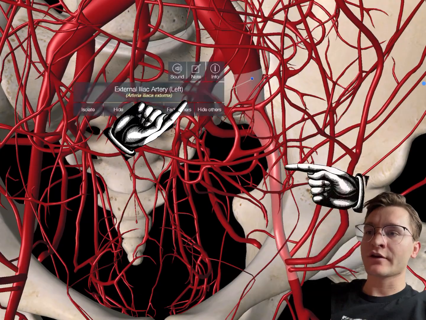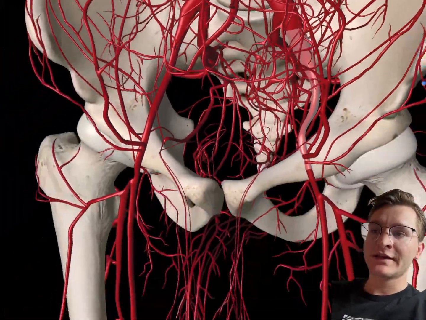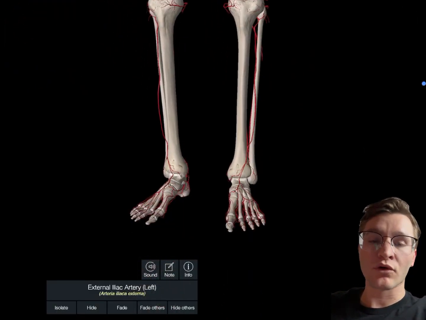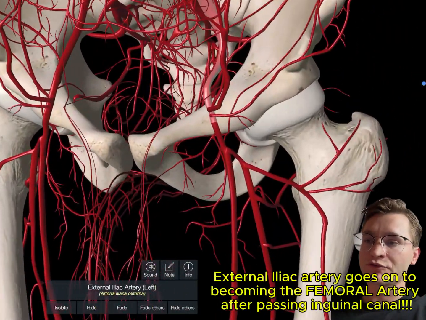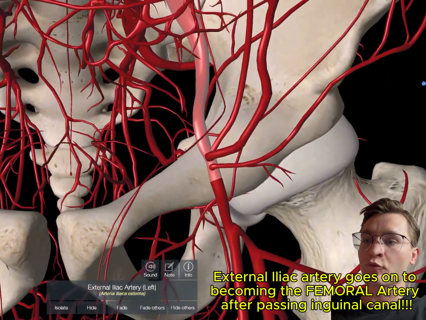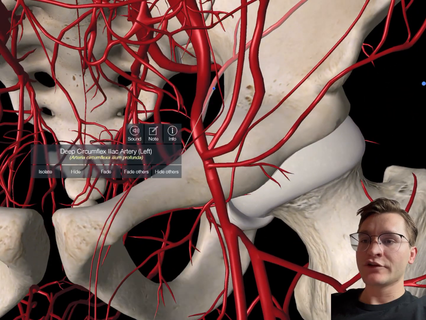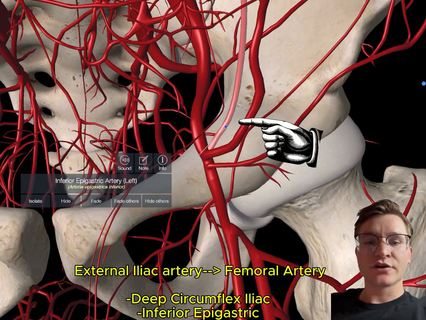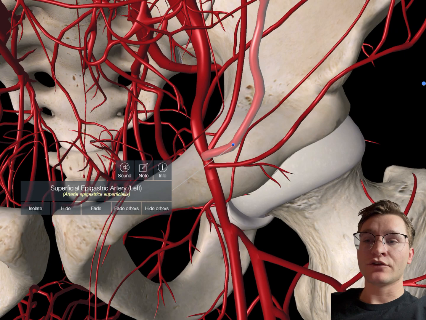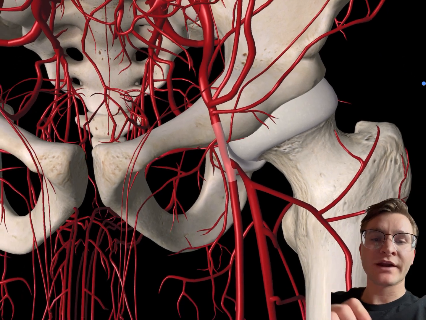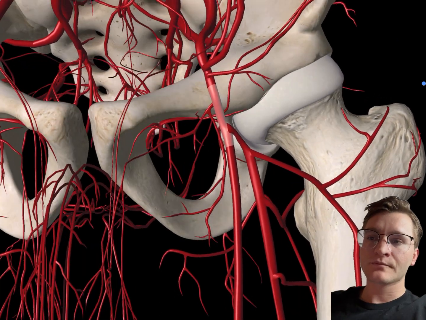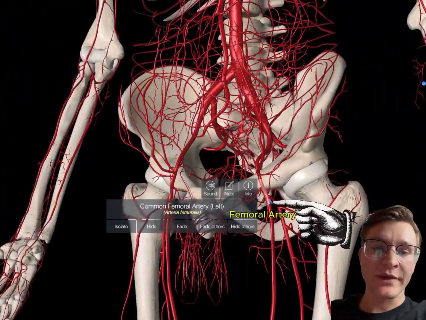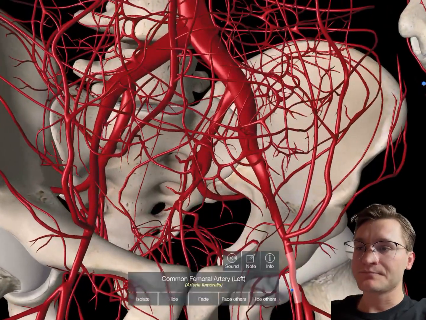Our internal iliac artery is right there where it goes into the pelvis, and our external goes external and becomes the femoral at our inguinal canal, which I'm showing you goes all the way down with the femoral artery. Our two major game players are the deep circumflex artery and our inferior epigastric artery. I also point out the superficial epigastric, which is a branch of the femoral artery. Once again, the external iliac artery becomes the femoral artery once it passes the inguinal canal.